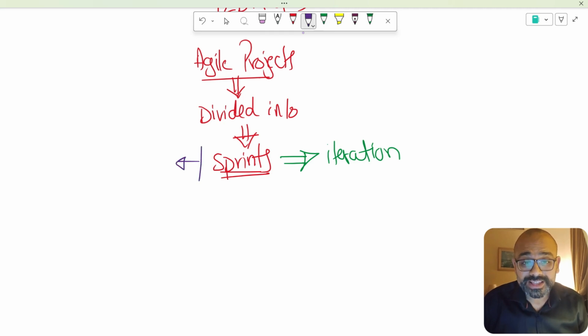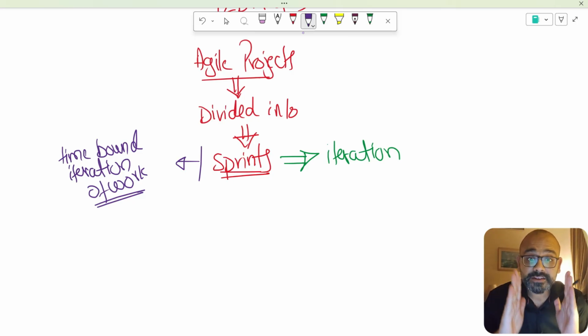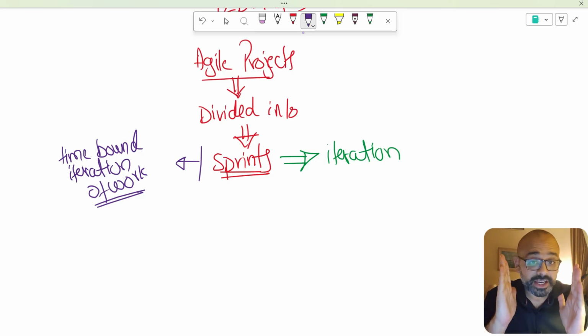If I go with the literal definition of the word sprint, it means running quickly, sprinting from one place to another. Or in a theoretical way, you may define it as a time bound iteration of work, a time bound cycle of work. When the word time bound comes, it means that it will have a start and it will have an end. Time bound, start and end.